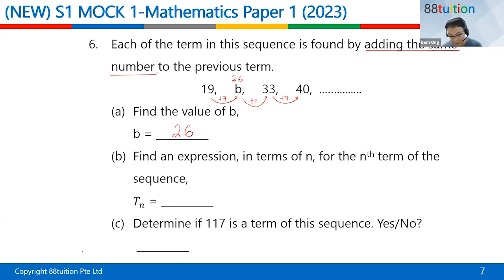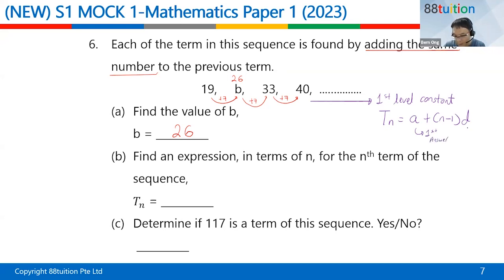Find an expression in terms of n. What is this? This is what I call first level constant. The first level increment is the same: plus 7, plus 7, plus 7. You activate term n is equal to A plus n minus 1 D. A represents the first answer.